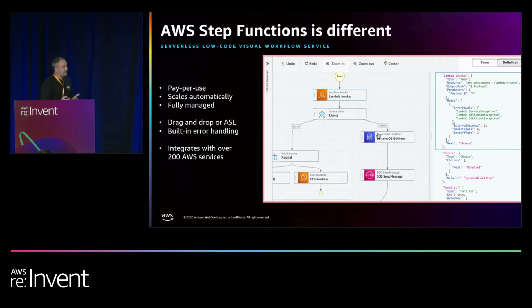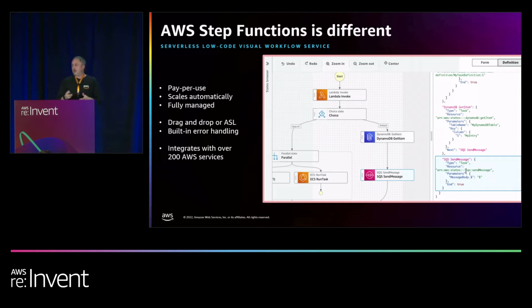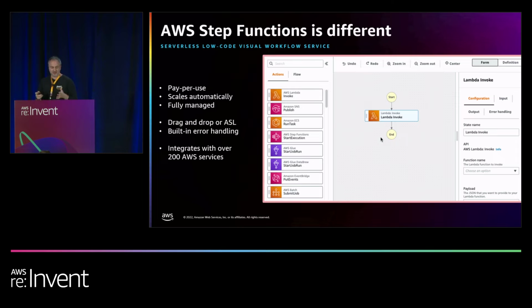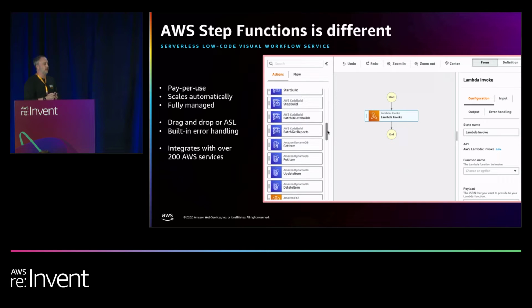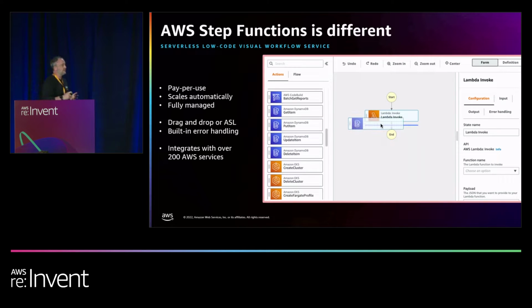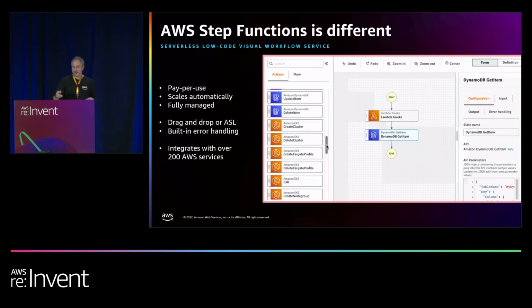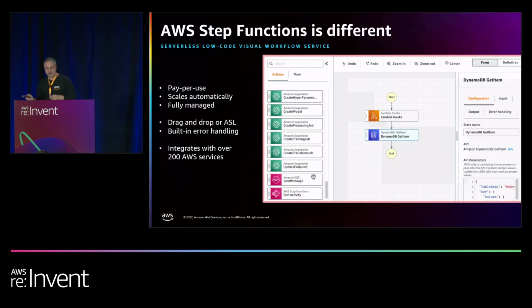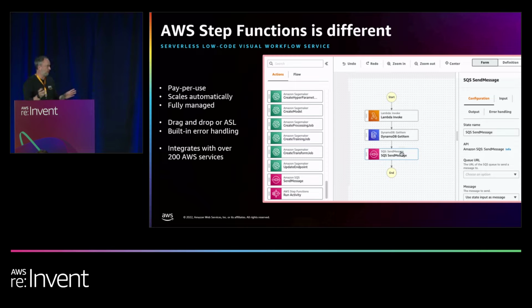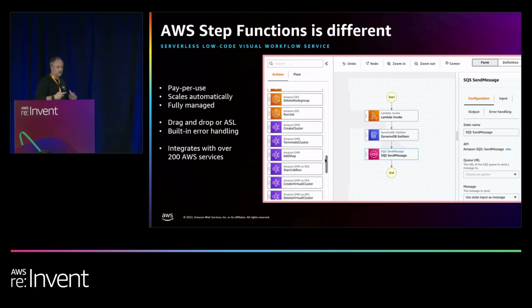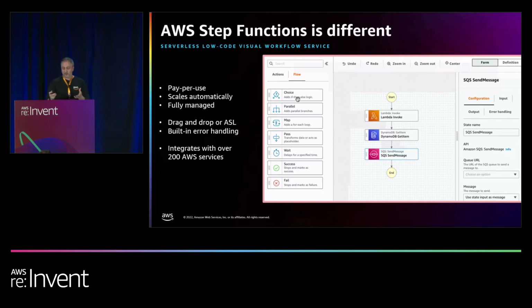Now, what's really special about Step Functions is that it integrates natively with over 220 AWS services, and it does that by using their SDK action. So that means there's over 9,000 actions that you can invoke directly from your Step Functions workflow. There's no Lambda involved or anything like that. The Step Functions service is invoking the SDK directly for you.